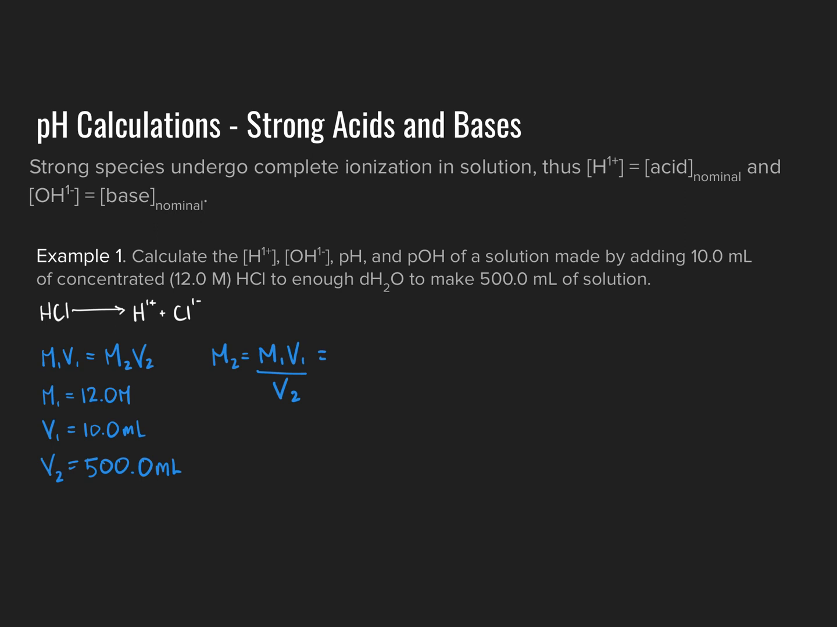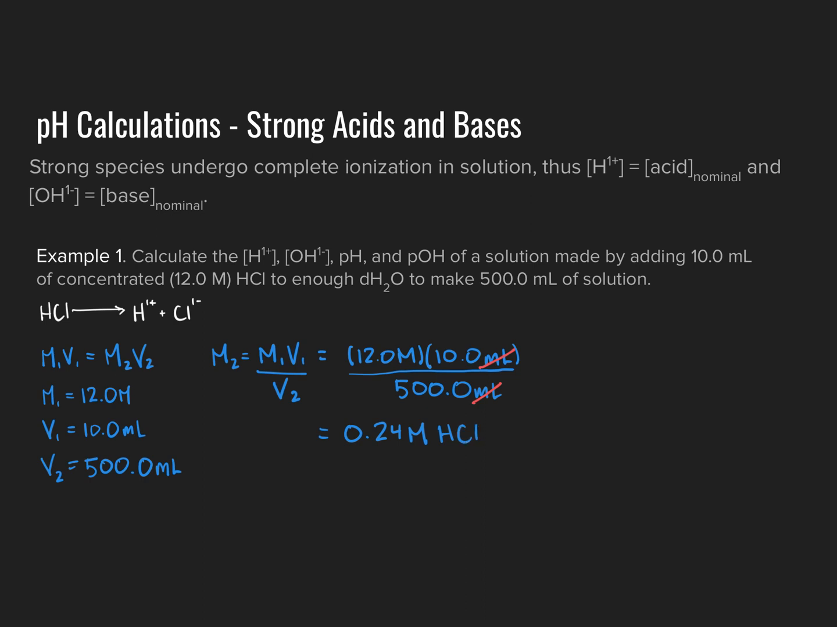That initial molarity M1 is 12 molar, our initial volume V1 is 10.0 milliliters, and our final volume of solution V2 is 500.0 milliliters. We'll see milliliters cancels out properly here in our calculation, yielding a final answer of a diluted concentration of 0.24 molar HCl.